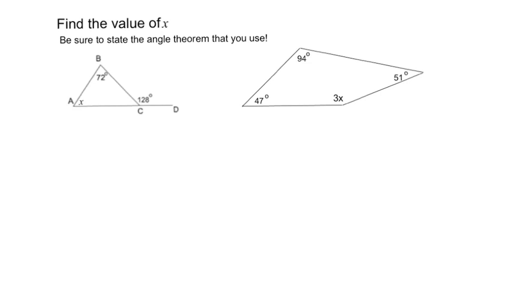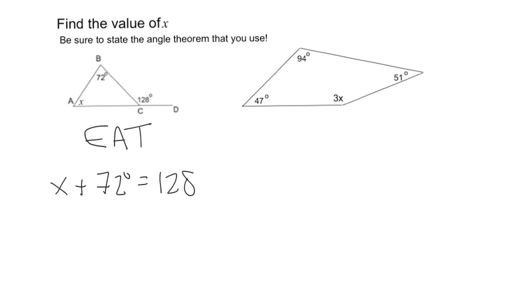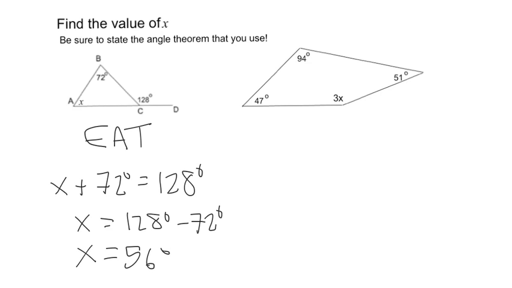Okay, so in the first example, we're going to be using the exterior angle theorem, because the exterior angle theorem says that A and B, these two angles, equal 128 degrees. So I can write that down by saying x plus 72 degrees equals 128 degrees. And then I'm just going to solve so that x equals 128 degrees minus 72 degrees. Just like that, so x equals 56 degrees. Okay?